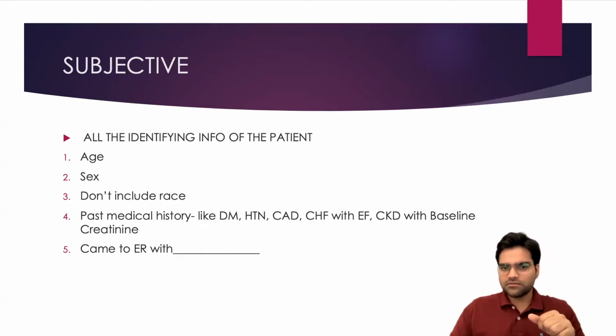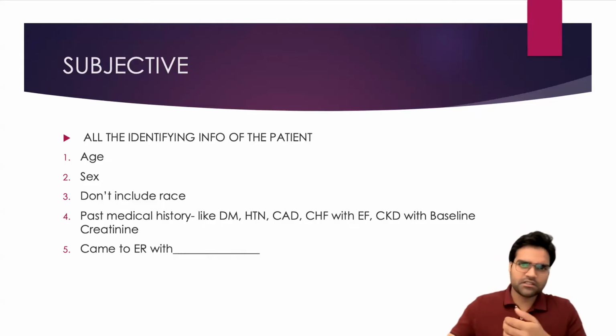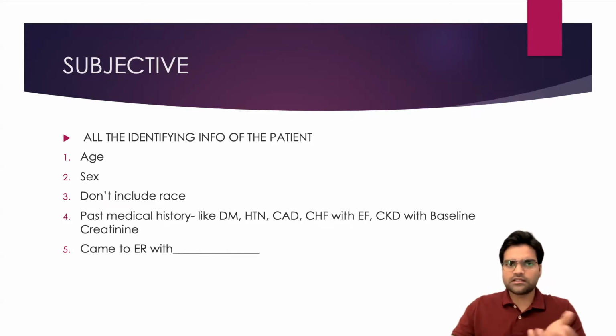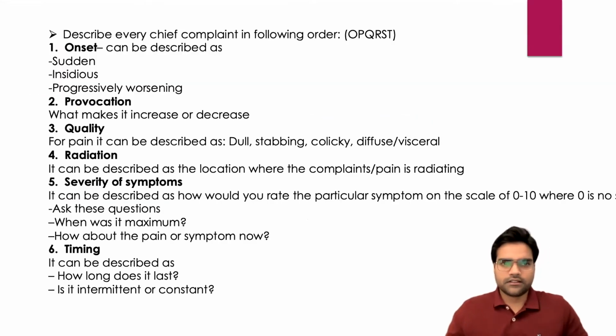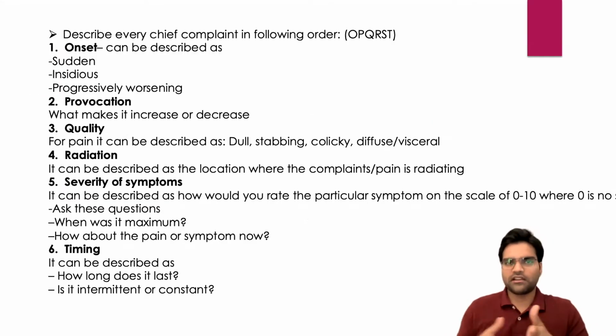If the person has CHF, then you have to mention the ejection fraction in the last echocardiogram. If the person has CKD, then you have to tell the baseline creatinine, because that will give the broad picture of the patient. Sometimes ESRD patients who are coming to you have a baseline creatinine that is not 1 or below 1; it can be 3, it can be 4. So you have to mention the baseline creatinine, and the same way the ejection fraction. Then you have to describe the chief complaint in this order.